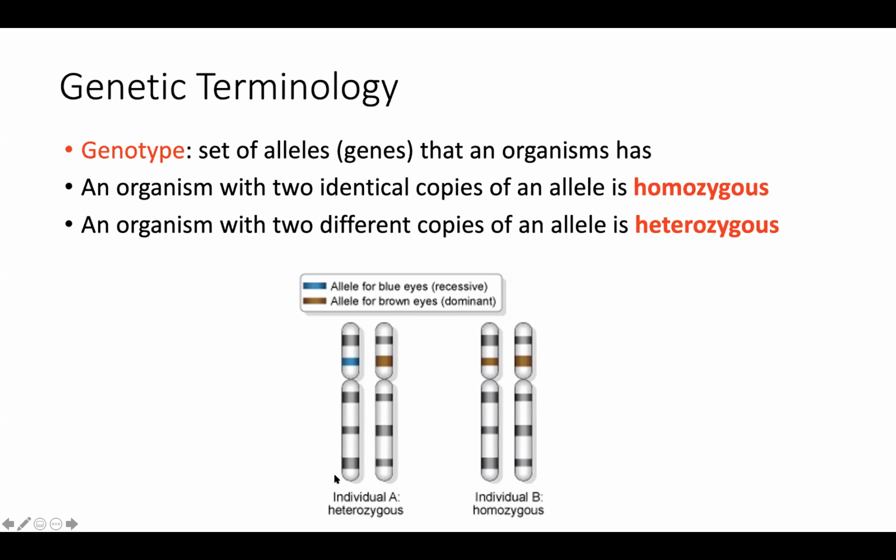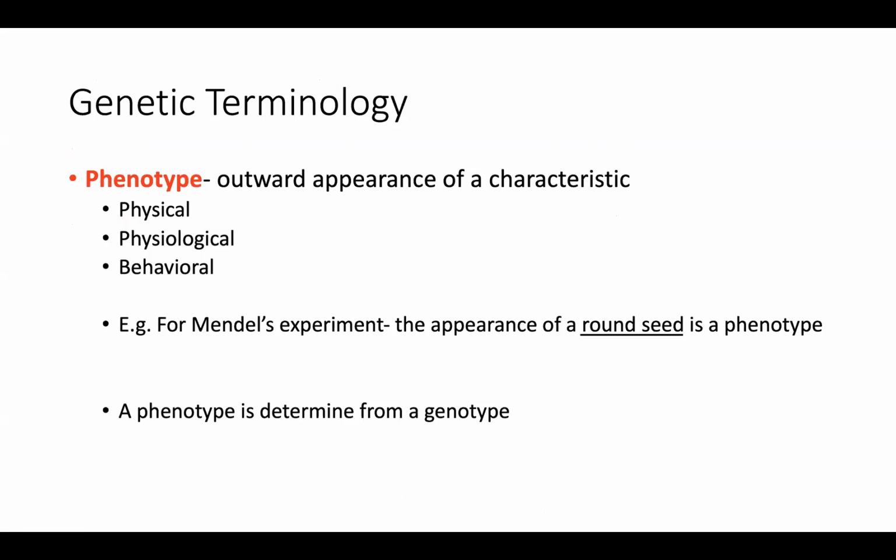So anyway, in this case, individual A would have brown eyes because that brown is the dominant allele. All right. But the concept we're on right now is the concept of the genotype. You've written this term down. You understand that your genotype is the set of genes that you have in your body. All of the genes that are in your body is your genotype. Now, genotype often dictates your phenotype.